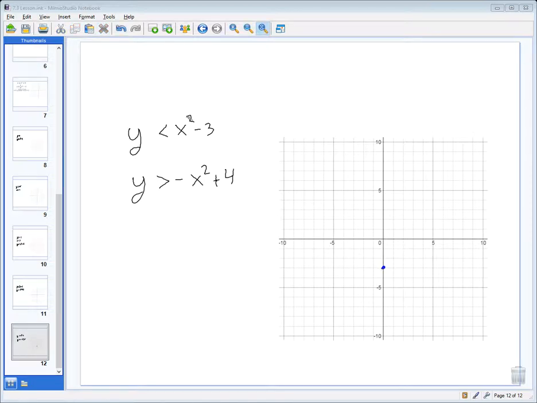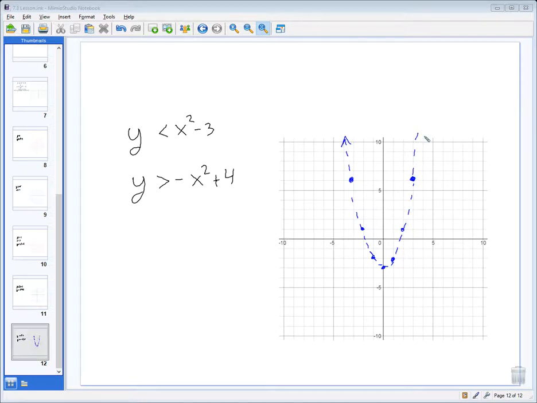And then it follows the normal graph for x squared. So over 1, up 1, and over 2, up 4. Now we could continue this over 3, up 9. And because this is less than, this would be a dotted line as we draw this graph of this function. This curve's going through these points.